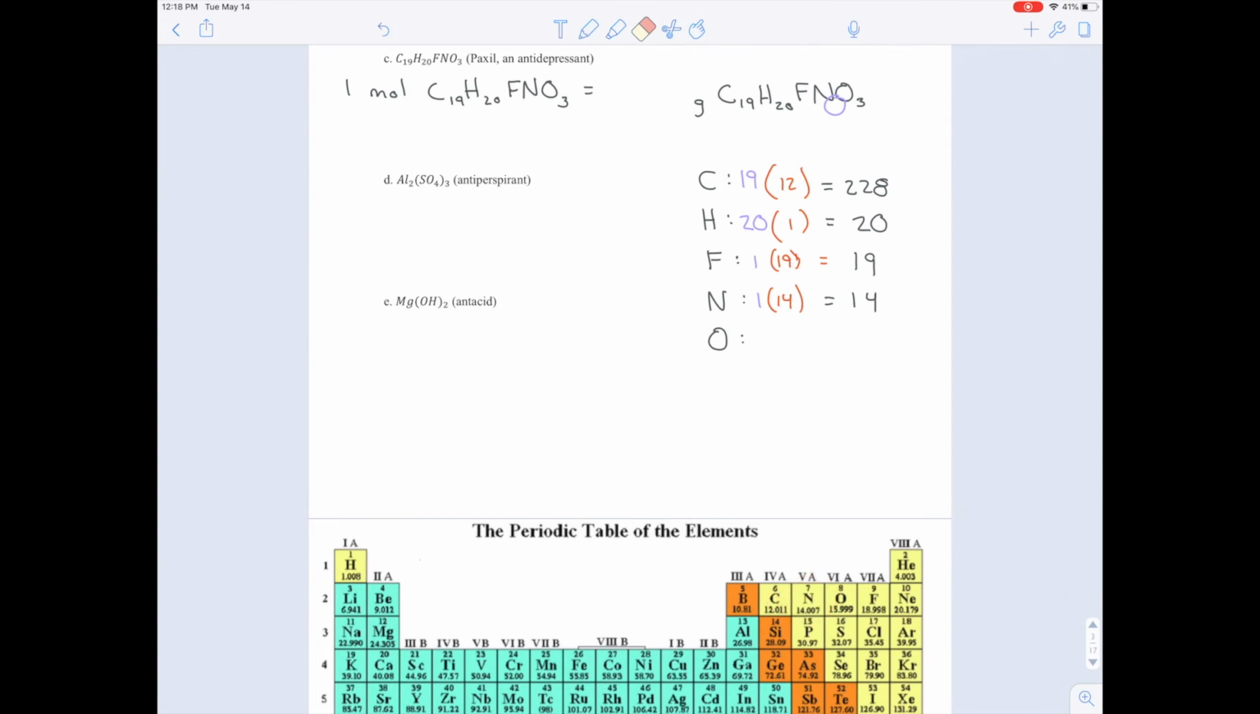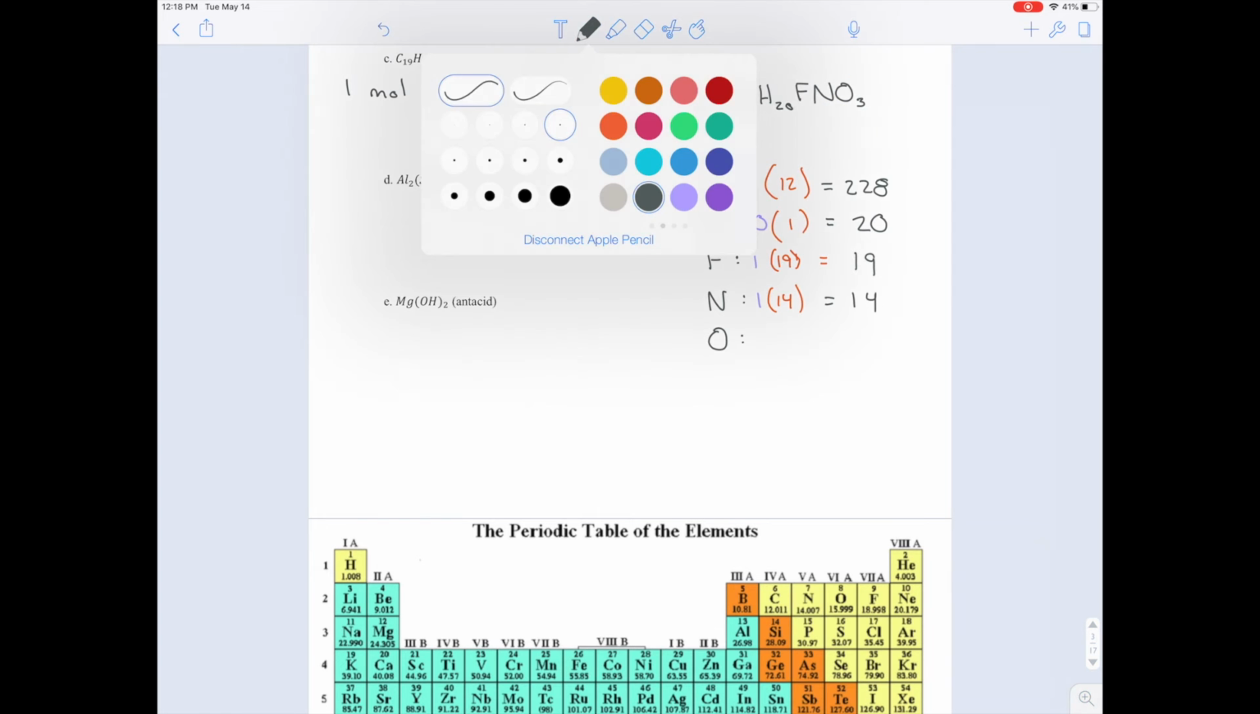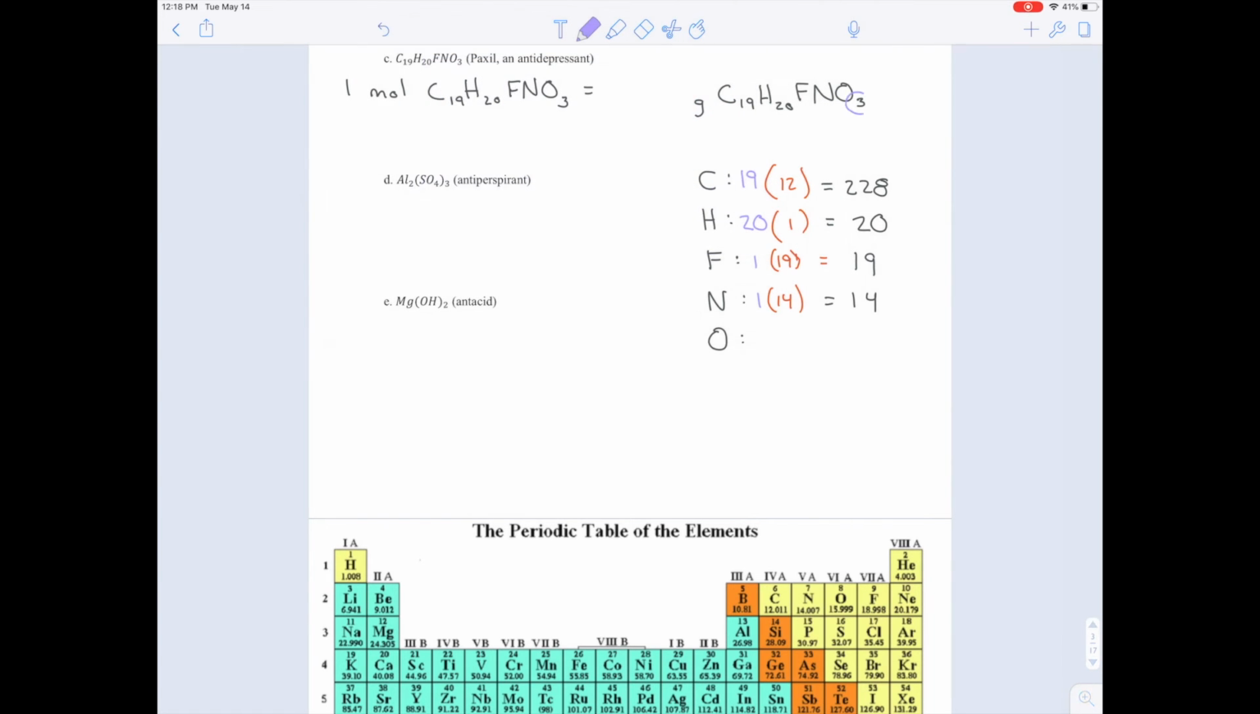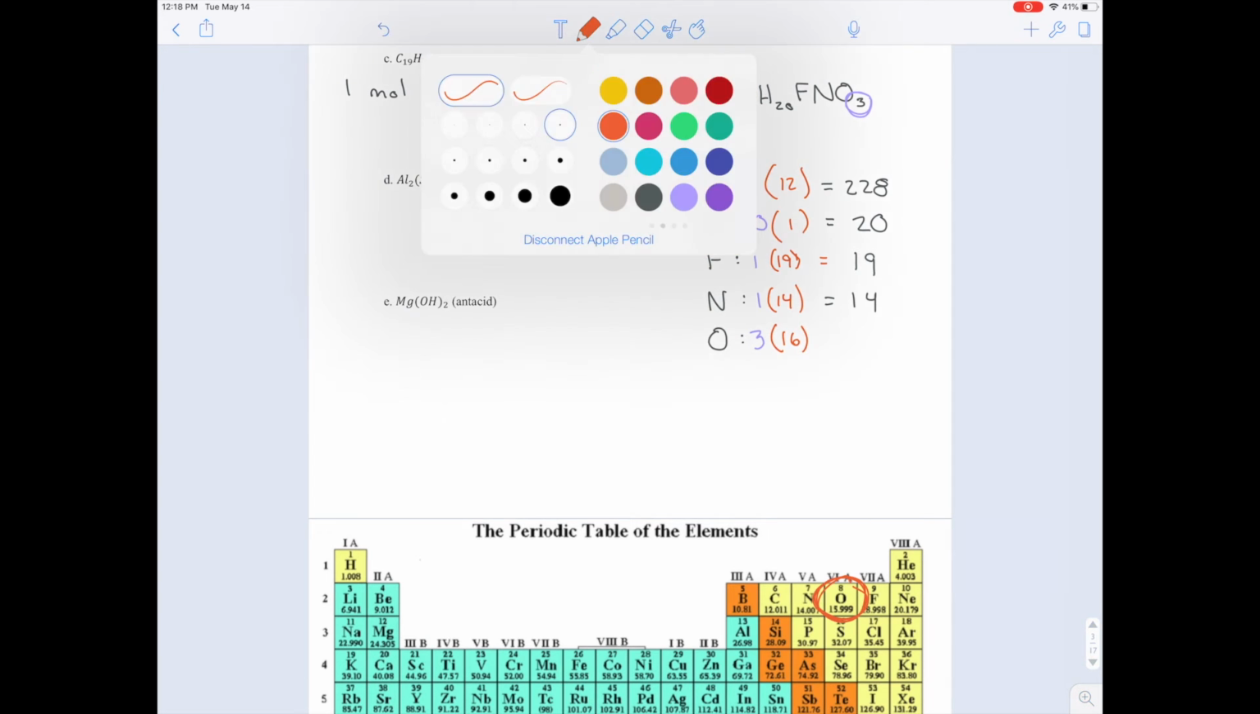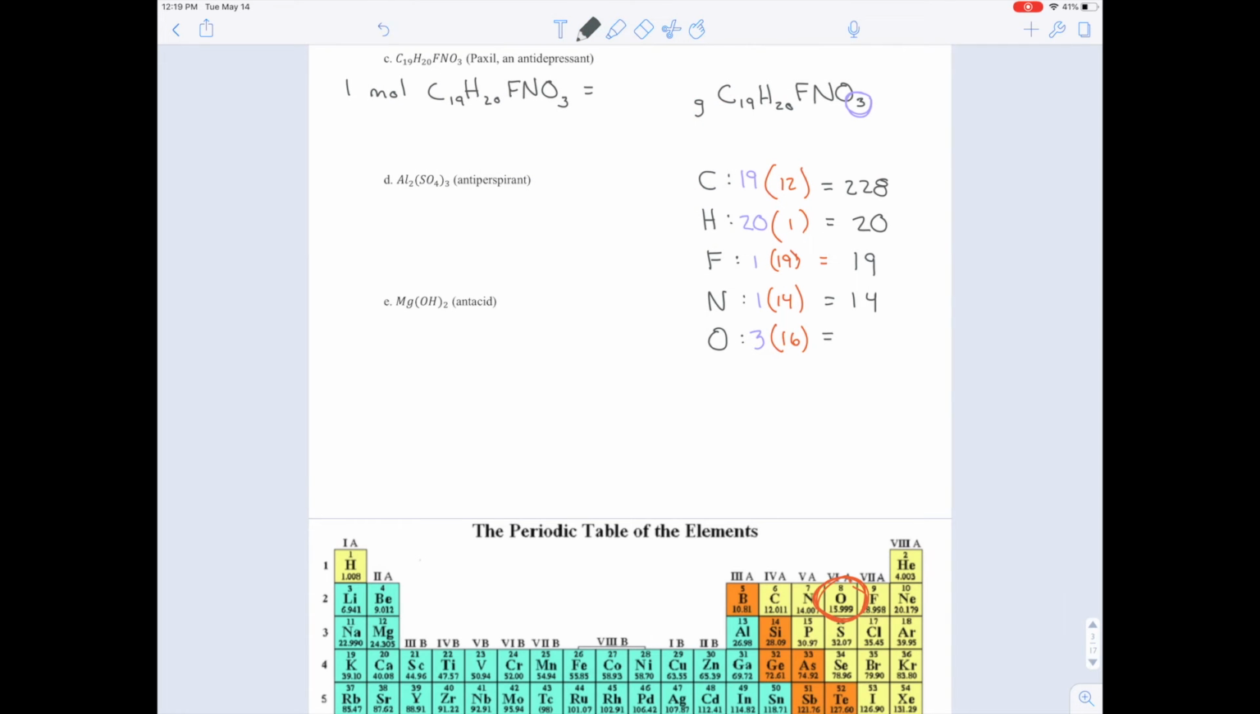All right, next, if we had 1 mole of this compound, we would have 3 moles of oxygen, because in every one compound, you have 3 oxygens. We can see from the periodic table that 1 mole of oxygen weighs 16 grams. If 1 mole weighs 16 grams, 3 moles will weigh 48 grams. 3 times 16 is 48. Okay, so those are the masses coming from each element.